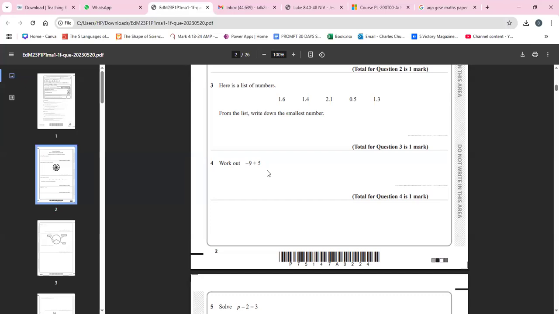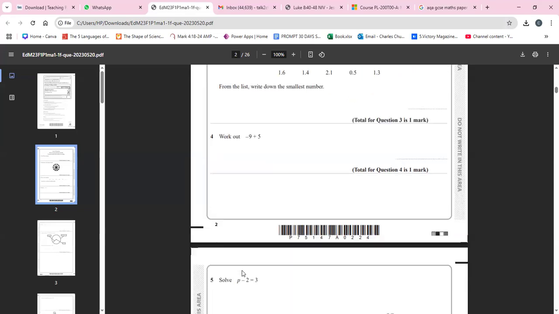So what would minus 9 plus 5 be? Remember the rule. What would minus 9 plus 5 be? Minus 4. Yes, minus 4, because the minus sign is on the bigger number. Okay, so moving on.